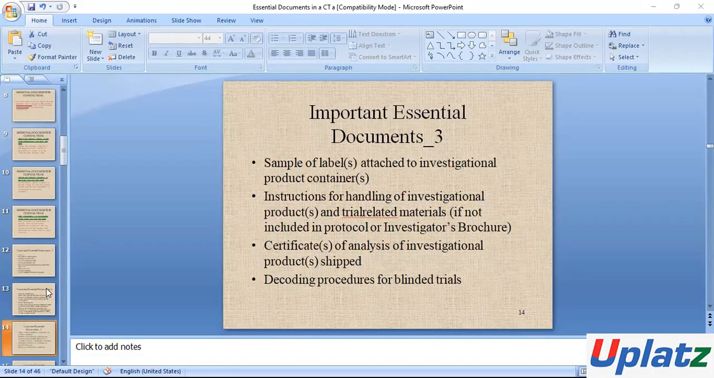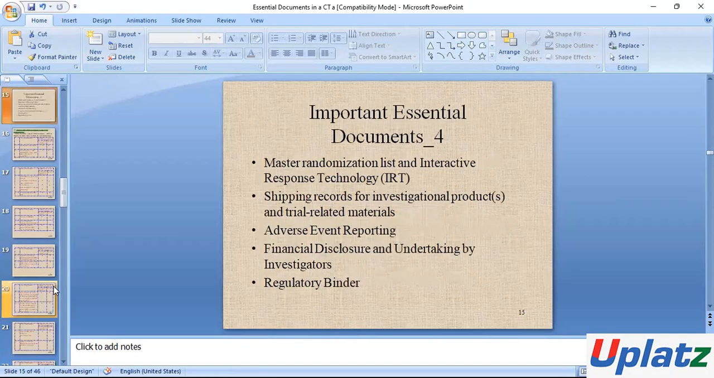Okay, so going to next slide is master randomization list and interactive response technology, IRT. Master randomization list and interactive response technology are important components of a clinical trial to ensure proper randomization of subjects and blinding of treatment assignment. Then, they are also subject to audit during and after the trial to ensure that the randomization process and blinding are maintained according to the protocol.